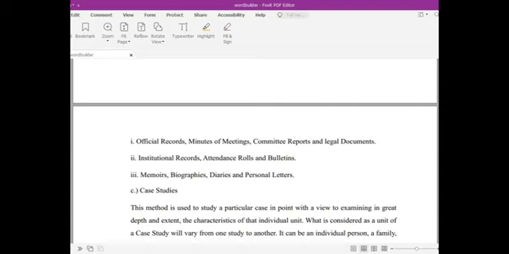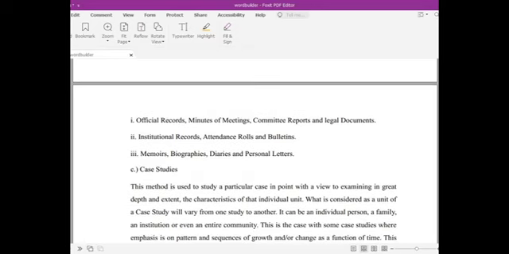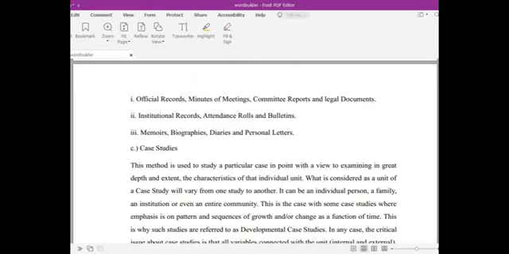Institutional records, attendance rolls, and bulletins. Attendance rolls will tell you the number of people that were present at a particular meeting. Memos, biographies, diaries, and personal letters. All these are able to give you the information that you need. We go to the next one, case studies.